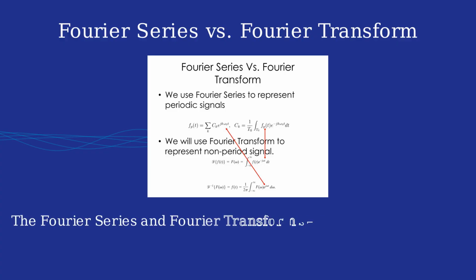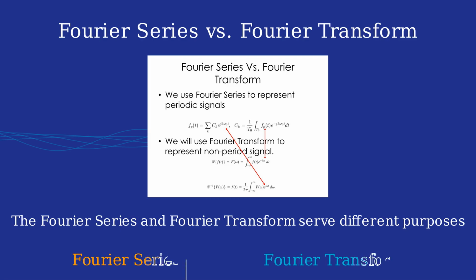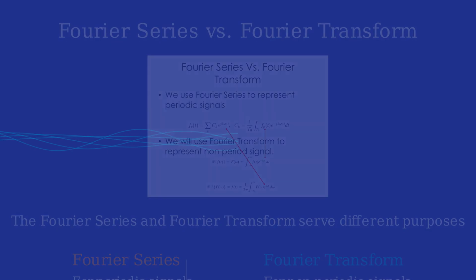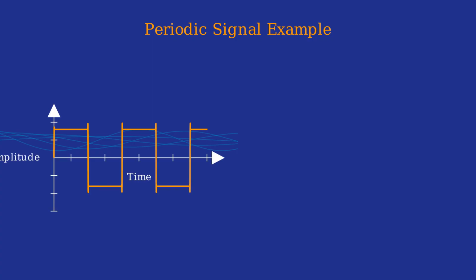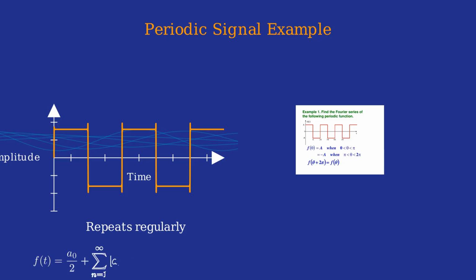Let's explore the important distinction between Fourier series and Fourier transform. While both analyze signals in terms of frequency components, they serve different purposes and apply to different types of signals. The Fourier series is designed for periodic functions, while the Fourier transform handles non-periodic functions. A periodic signal repeats at regular intervals. For example, this square wave repeats its pattern indefinitely. The Fourier series decomposes periodic signals like this square wave into a sum of sine and cosine waves.